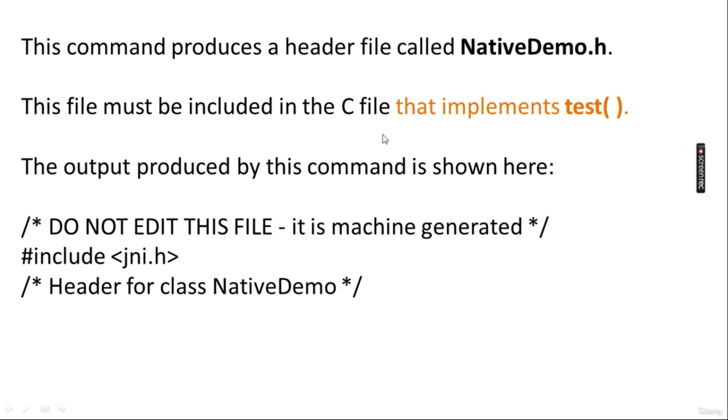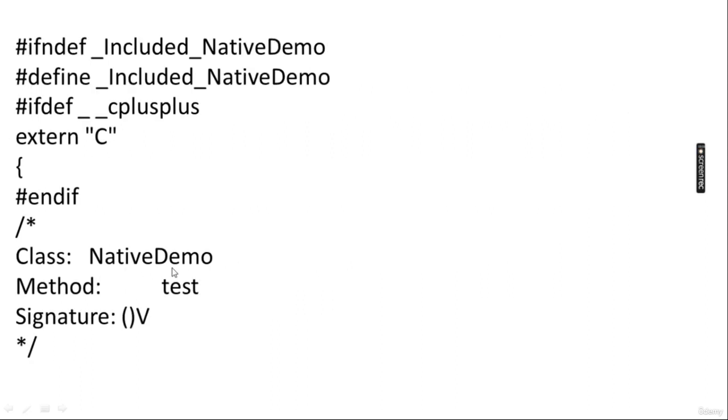This file must be included in the C file that implements the test method. The output produced by this command is a header file. It is machine generated and it will include jni.h. So you do not have to edit this file. It is just for the sake of reference for you. This is an automatically generated file and you are not going to produce or edit this file.